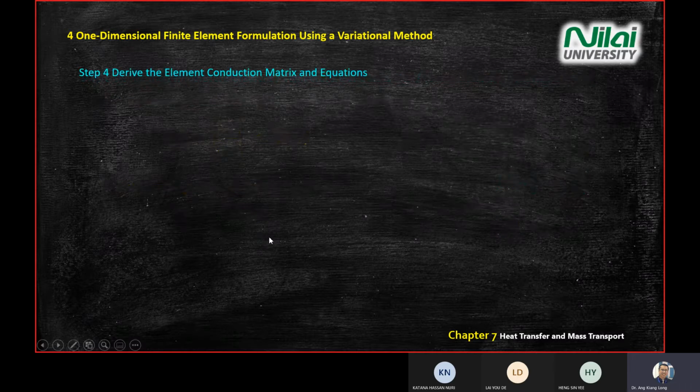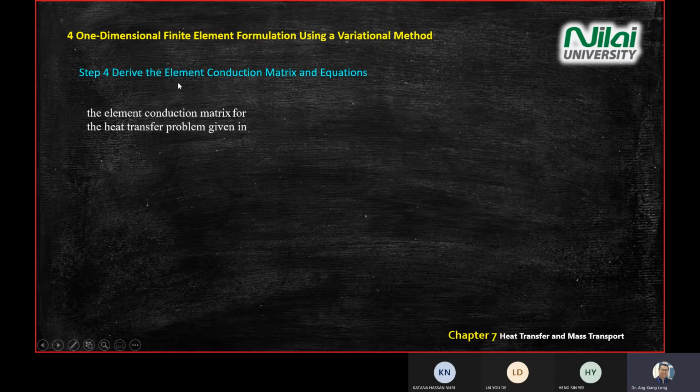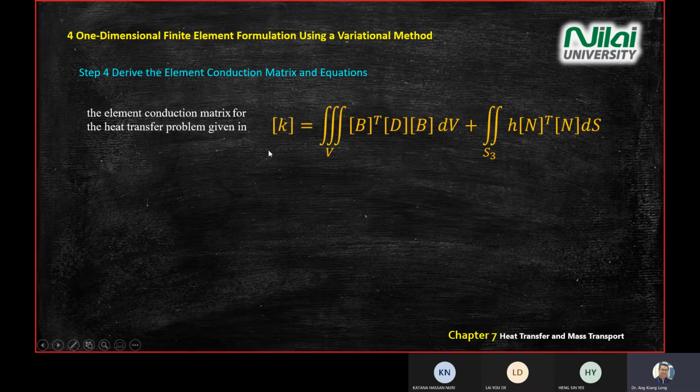Step number 4, you look at the element dimension. You look at what happened to the element. It is given by this lengthy equation. If you're having conduction, you use this equation, right? So again, just take note.